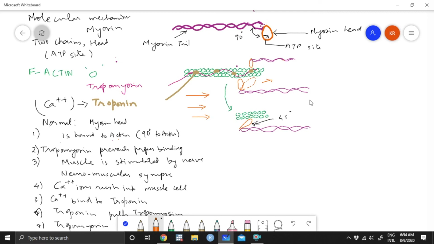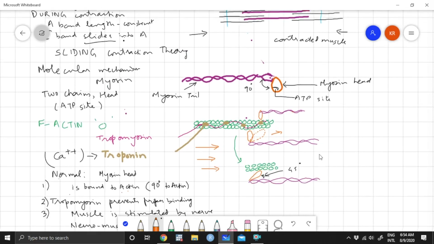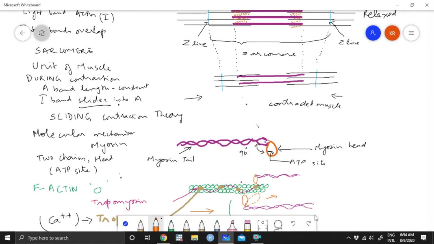So if you come back to the original diagram, when we say that shortening has taken place, it means that this myosin head is going to pull the actin here, and this myosin head is going to pull the actin over here. So they are going to pull each other because of this myosin head. So the actin pushes into the myosin.